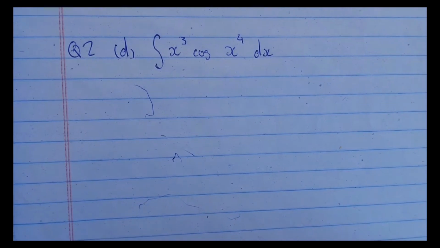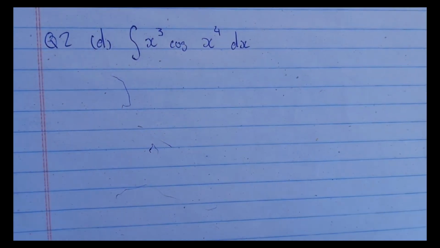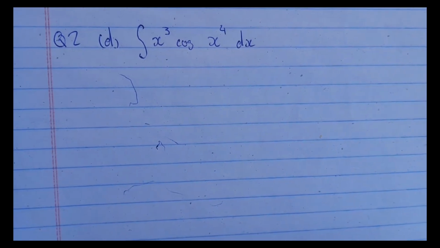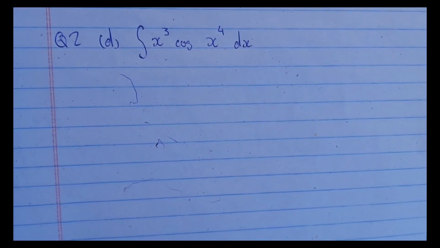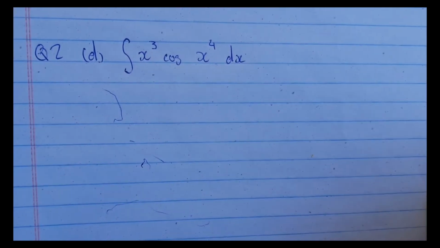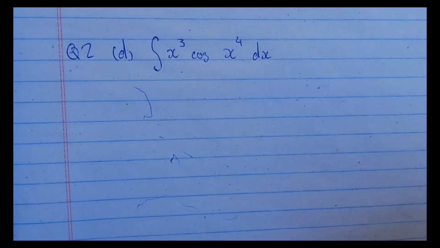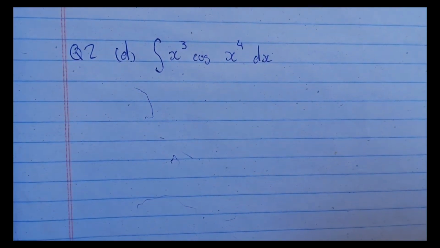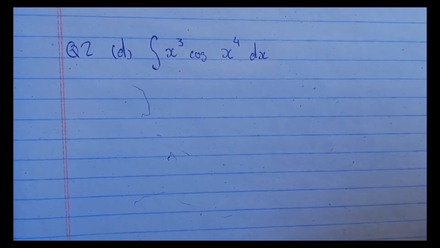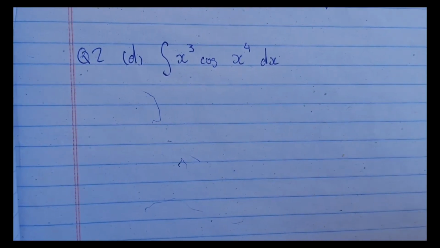So we're going to start with D. D wants us to integrate x cubed cos x to the 4th. For this one, we're going to use u substitution. With u substitution, we're going to pick a value which is inside another function.